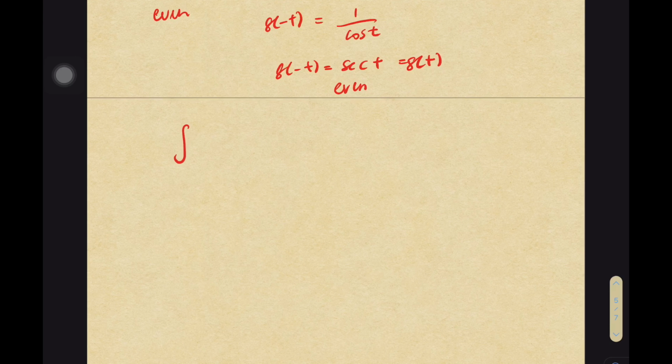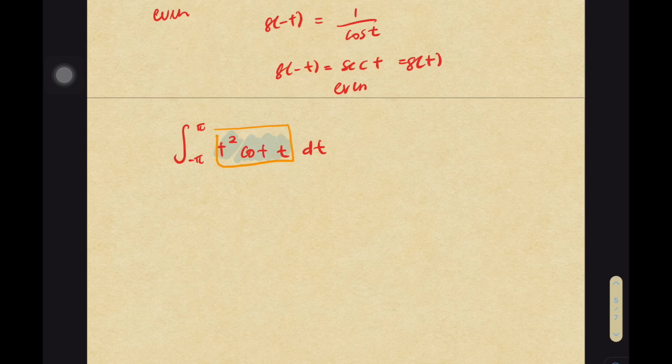We have to integrate from negative pi to pi the function t square cot t dt, for example. So now you have two functions. The first function is t square, the second function is cot t. You want to check whether this whole function is even, odd, or neither. So let's check one by one, because this one is a multiplication of two functions.